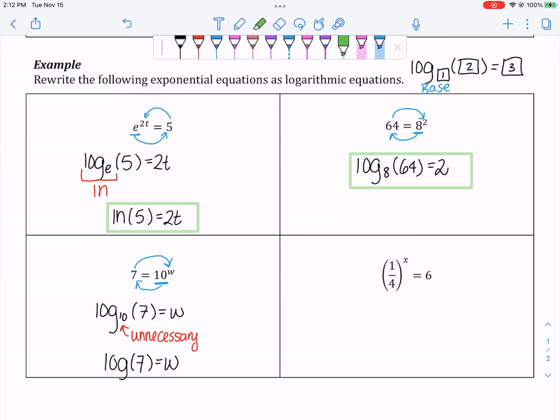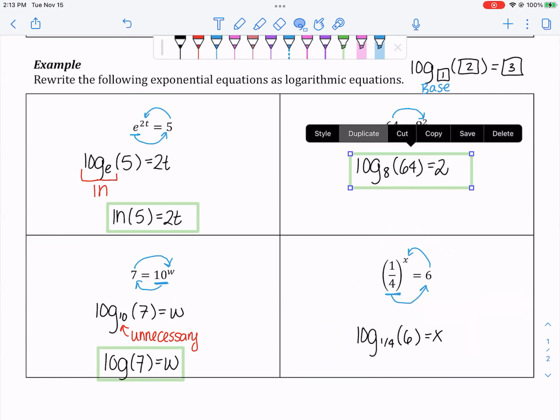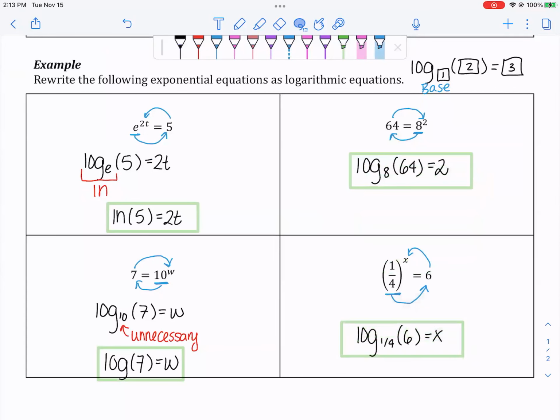Log without a base written is base 10. Finally here, start at the base is 1/4. Log base 1/4 of, across the equals, 6 is equal to X. And bam, there it is.